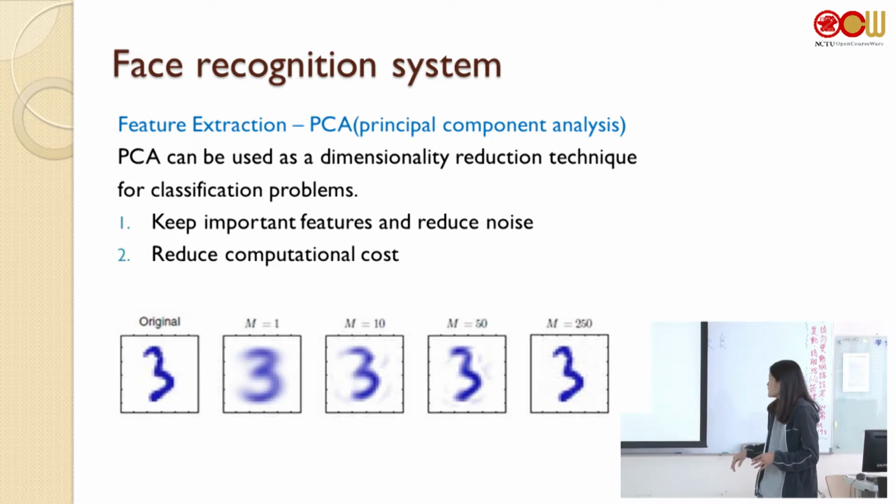It can keep important features, reduce noise, and reduce computation cost, just like in the picture. The original is the left one, and if we use one dimension, it's the second picture. If we increase the dimension, the picture will be more similar to the original picture. But we need to make our computation cost much lower, so we just need a small dimension to get good performance.